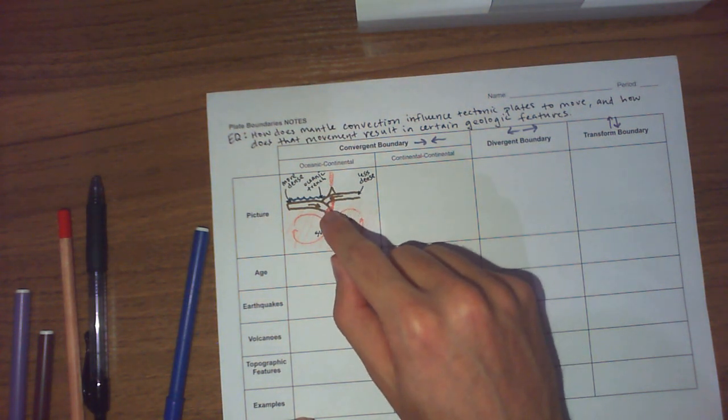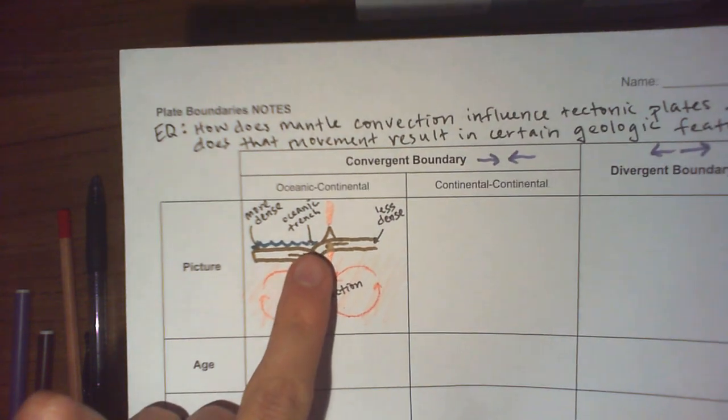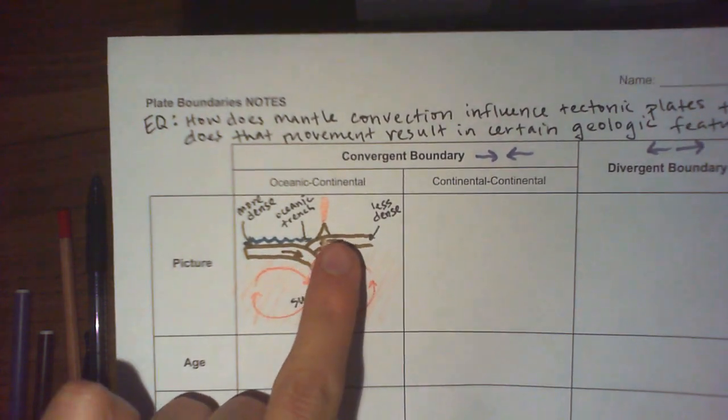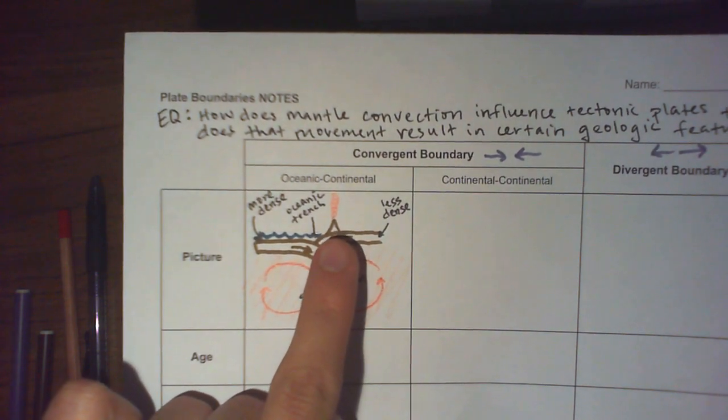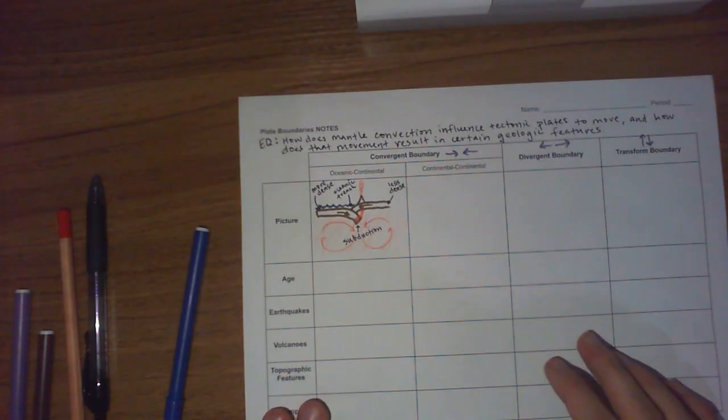So again, you're going to see subduction. Right where the plates are converging, you're going to see an oceanic trench. I'm going to put that a little closer so you can see it. You're going to see an oceanic trench right there. And on the continents, you're going to see a range of volcanoes. What else do I want to add to this?